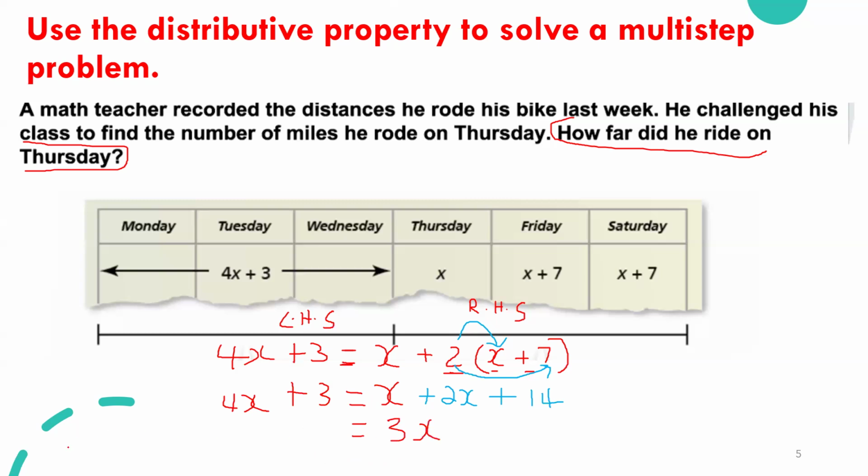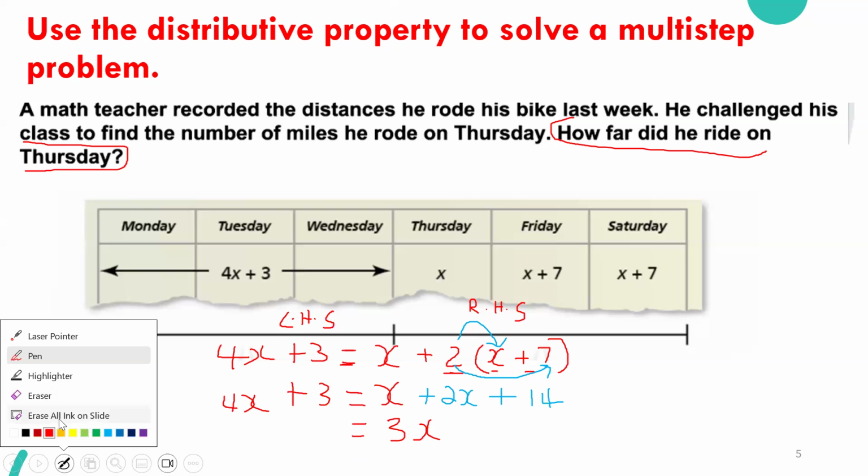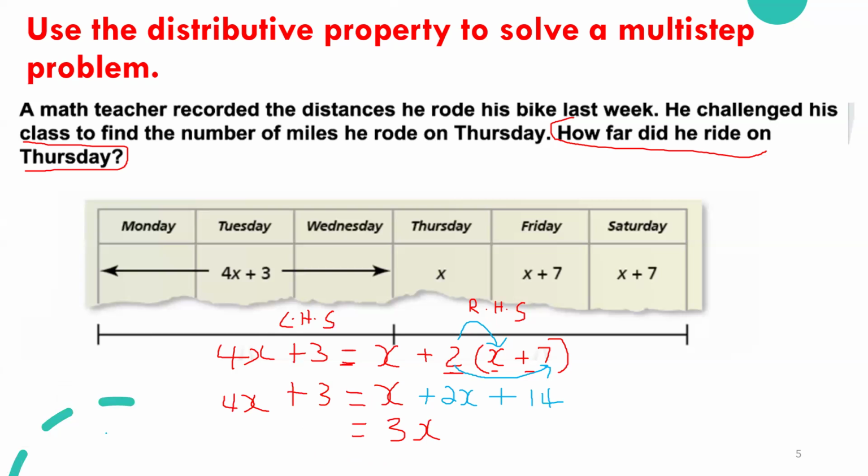How do we get 3x? Remember, when you're combining like terms, what you do is add or subtract the coefficients and keep the variable the same. All right. Now that we condense the right-hand side by combining like terms, we are going to move to the left. If you notice, on the left we don't have any like terms there. So we're going to write it back. Whatever we have there, write it back.